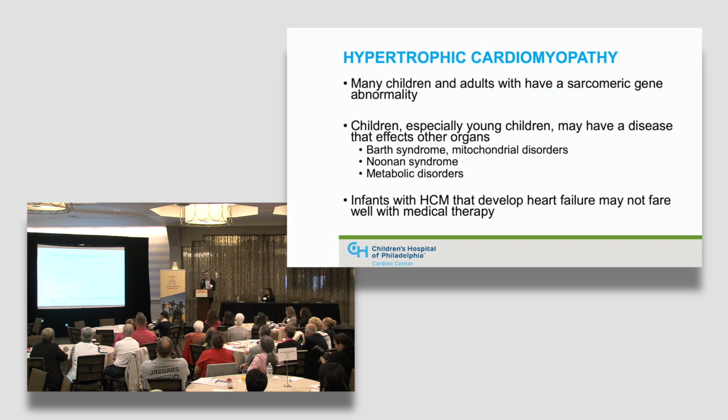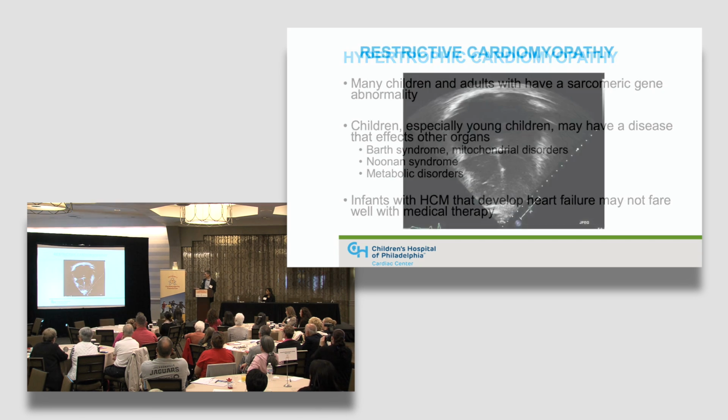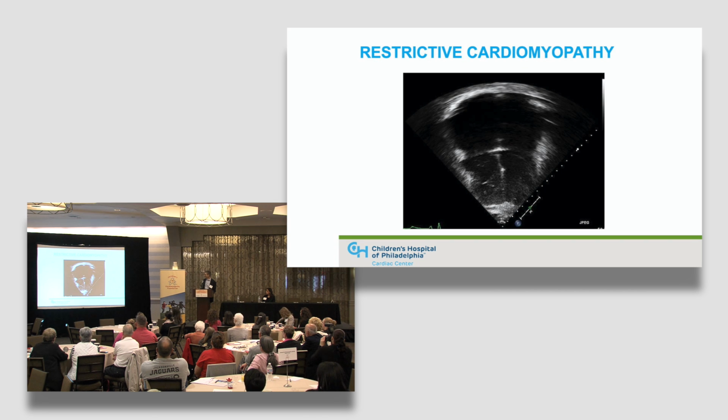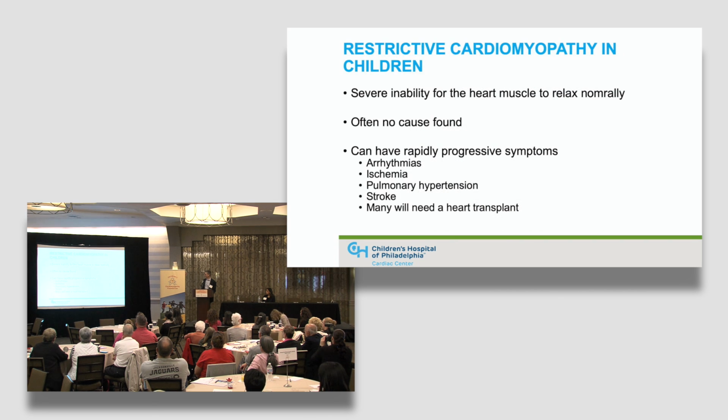We really have no good medical therapy at the current time for these patients, and they oftentimes will need a heart transplant. And then a restrictive cardiomyopathy, again, a very rare disease, both for children and in adults. We oftentimes still today do not find an underlying cause, although sarcomeric gene abnormalities and other proteins can be abnormal. And we can see these rapidly progressive symptoms of developing arrhythmias, pulmonary hypertension, ischemia, strokes. Many of these children, unfortunately, will need a heart transplant because of their disease.